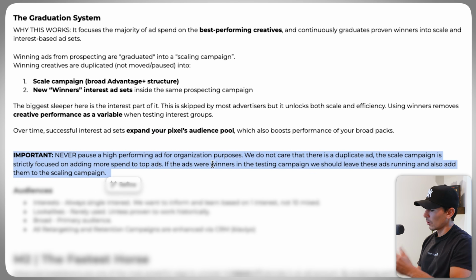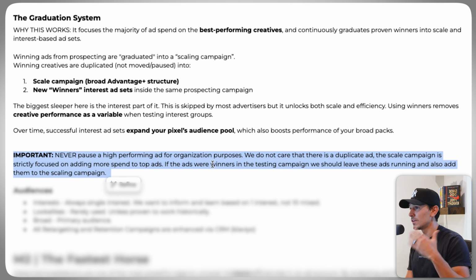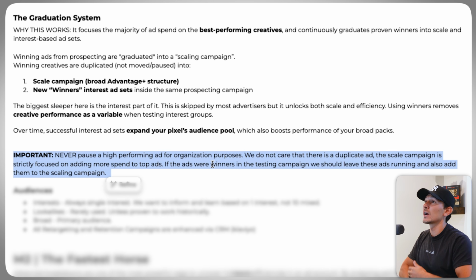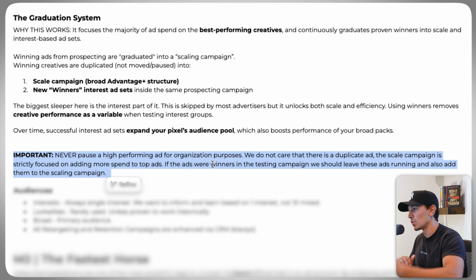And a very important part here is we never pause a high-performing ad for any organizational purpose. I don't care if there's an ad in a campaign you ran 4 years ago. If it's above your KPI, keep that thing rolling. It doesn't matter. I don't care if there's one ad in one campaign, one ad set, and it's an ad that is ugly and you don't like it, but it's still above KPI, rip that thing.